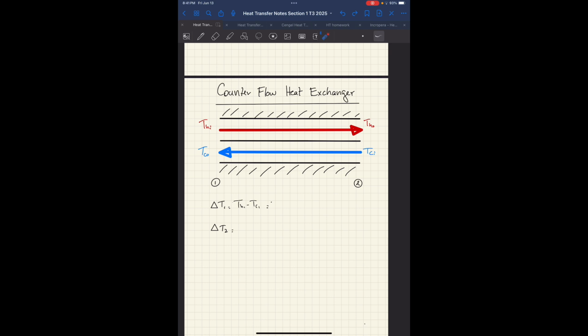So basically delta T1, I like to write it first: TH1 minus TC1. So location 1 for the hot fluid is your inlet, but TC1 is going to correspond to the outlet of the cold fluid, like so. Likewise, you can do a similar thing for delta T2. It's TH2 minus TC2, but TH2 is THO. TC2 would then correspondingly be TCI. As long as you're consistent, you should be good.